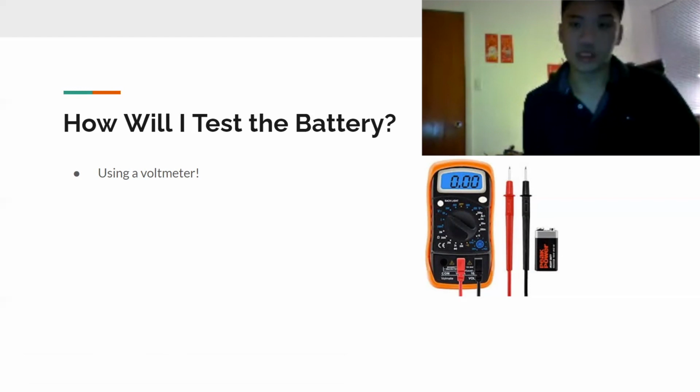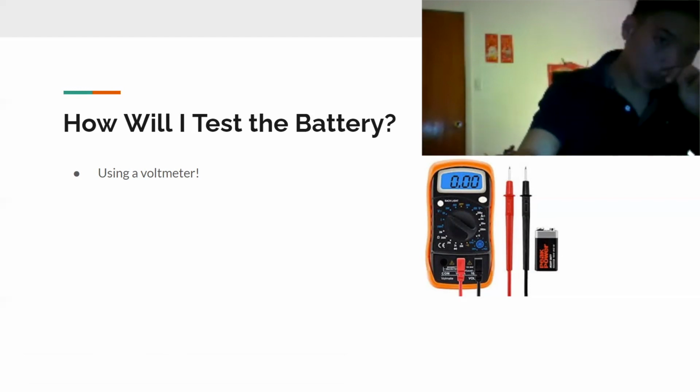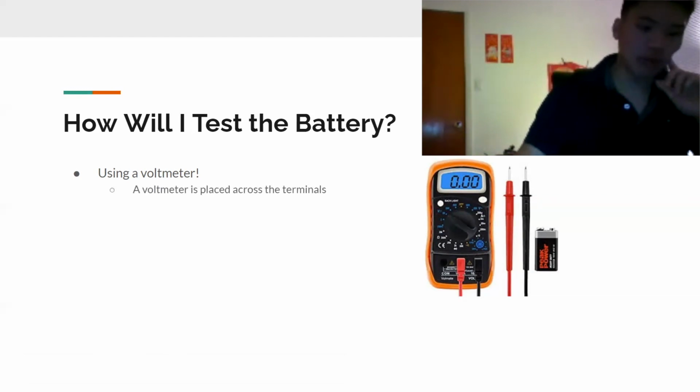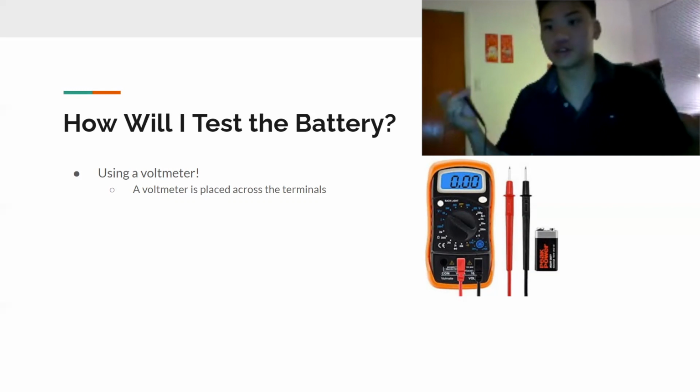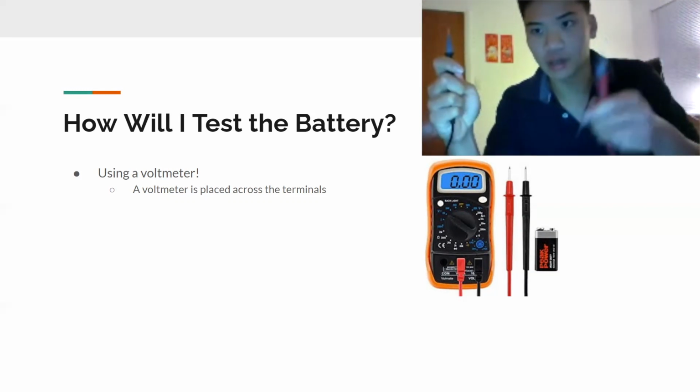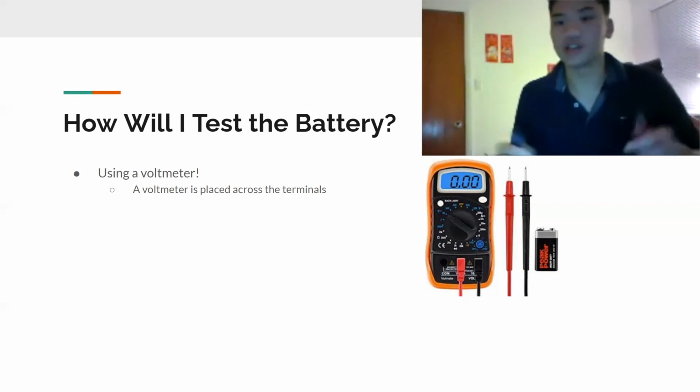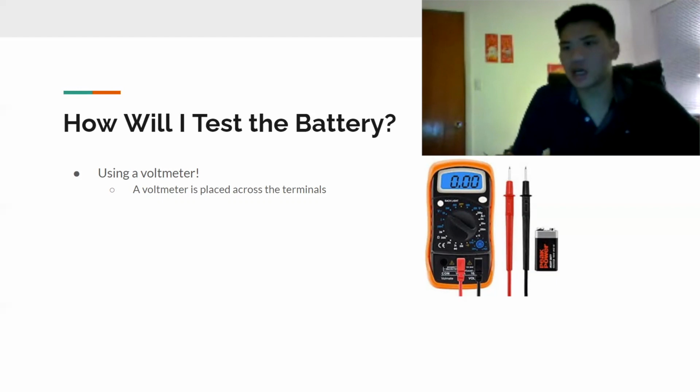So that's what a multimeter does. It has different functions. And we're going to place this multimeter across the terminal. So we have a black wire and a red wire across the terminal. You hear this phrase a lot: okay, we're going to measure across the terminal.